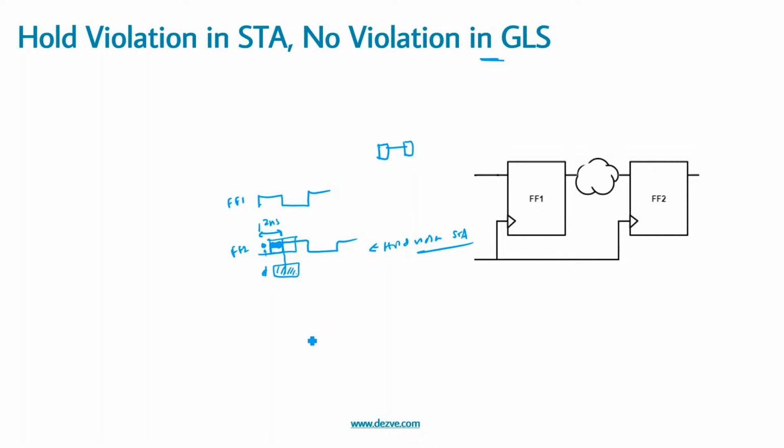So what we are trying to conclude here is that GLS can be effective based on scenarios, like when we want to validate that our timing clean netlist is functionally equivalent. But verifying a non-timing clean netlist in GLS can result in false setup, hold, or no violation cases, which can be pretty hard to debug. So you might want to be careful with that.